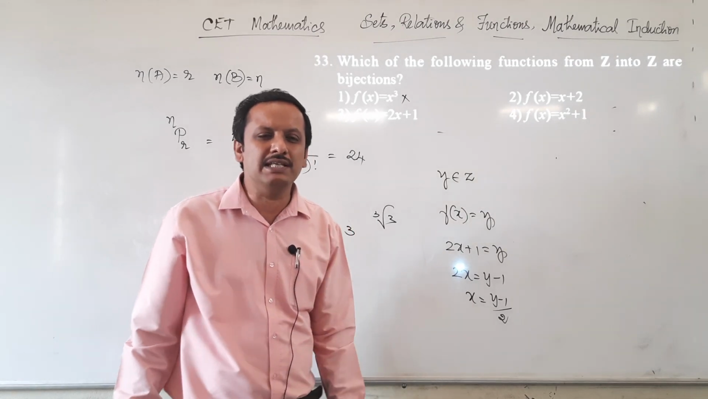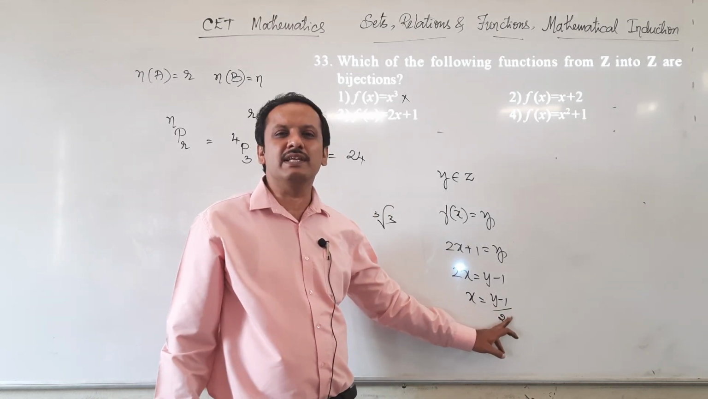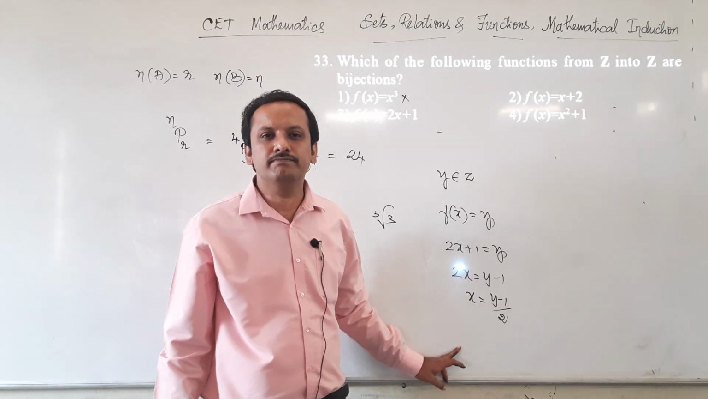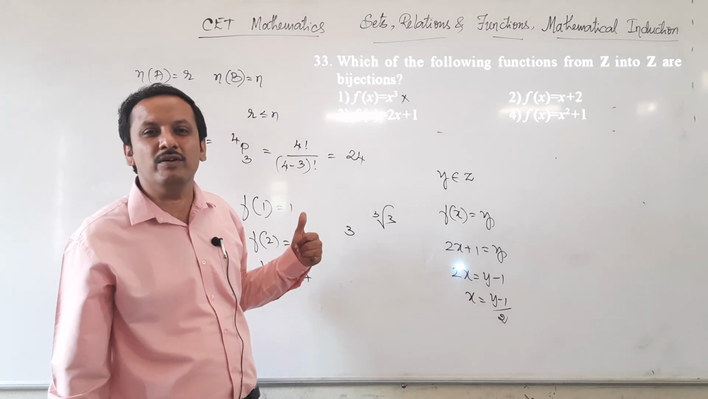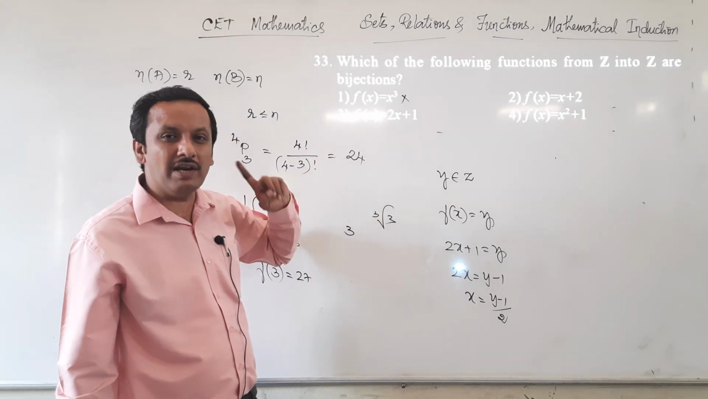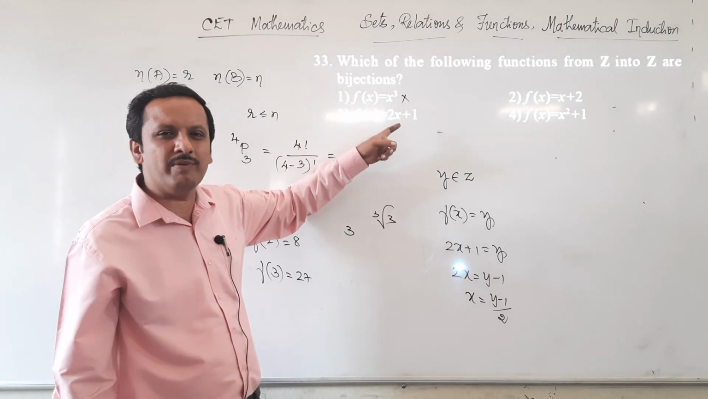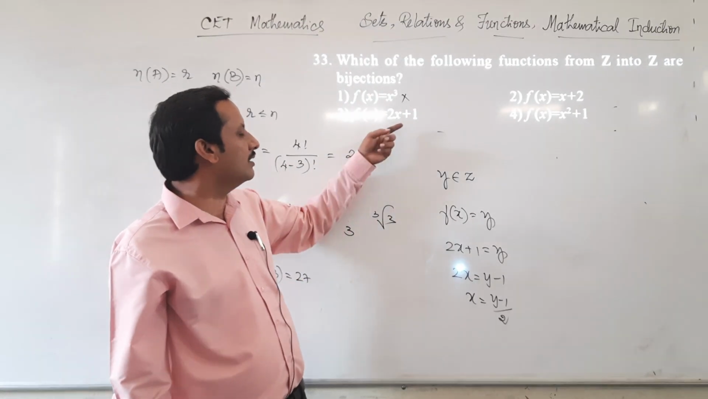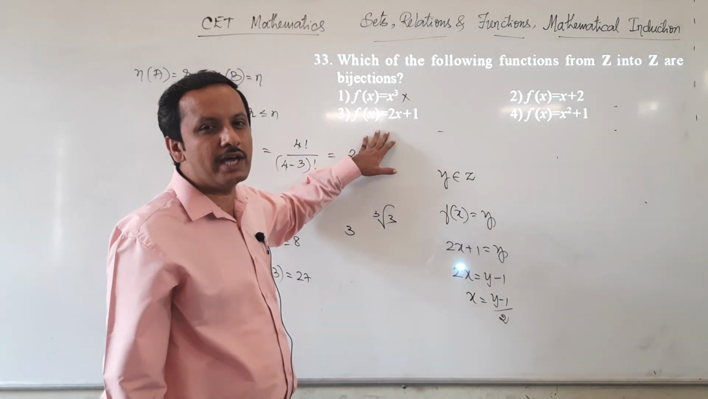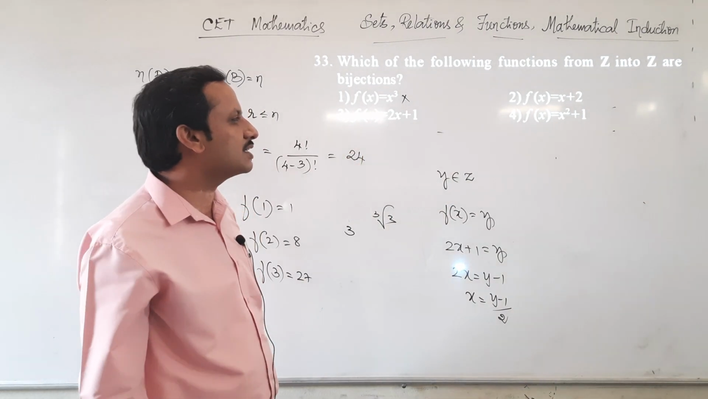For example, if I take y equal to 4, which is an integer, then 4 minus 1, 3 by 2, suggests that the pre-image of 4 is 3 by 2. But unfortunately, that 3 by 2 is not there in the domain. The domain is the set of all integers. If they had given R, the set of all real numbers, then yes, this would have been a bijective function. Even the first option would also have been a bijective function. But now that the given set is the set of integers, this is not an onto function, hence not a bijective function.